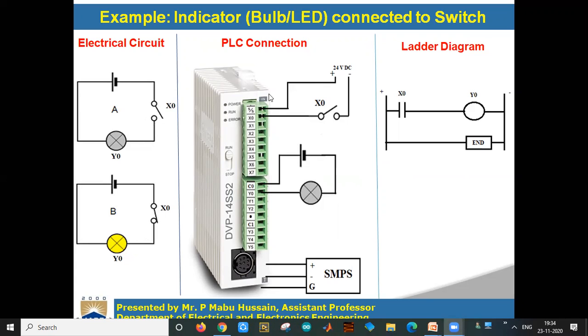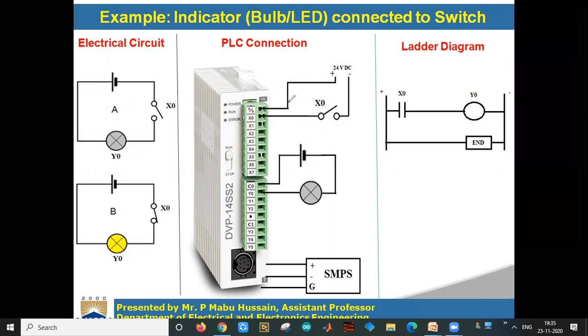Okay, so if you understand this, then you can completely do any experiment. First thing is you have to separate the inputs and outputs. Inputs are to be connected to the input terminals, outputs are connected to the output terminals.